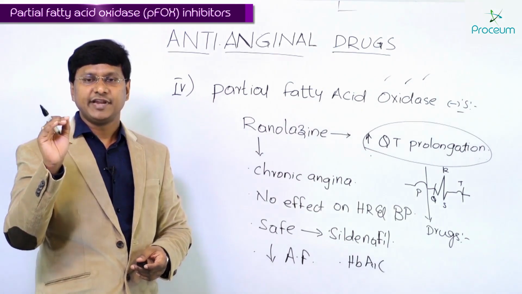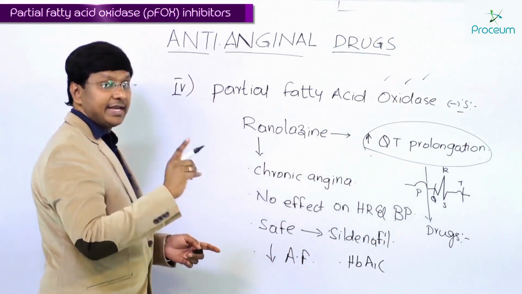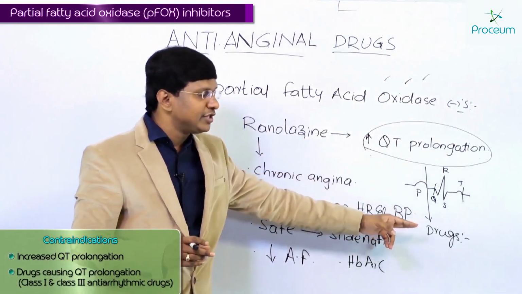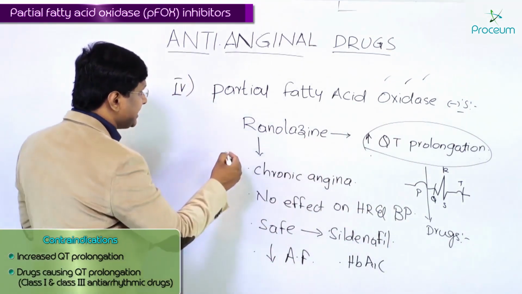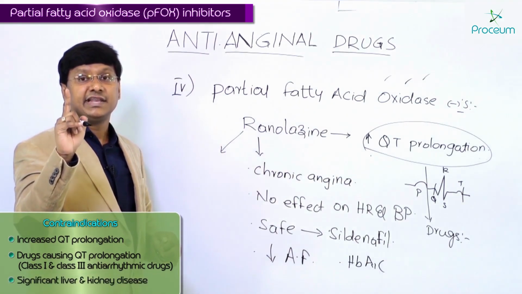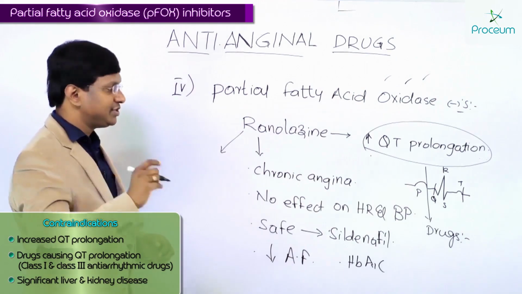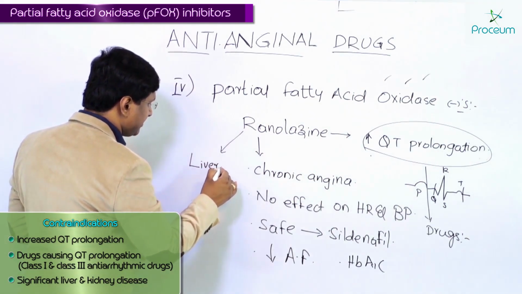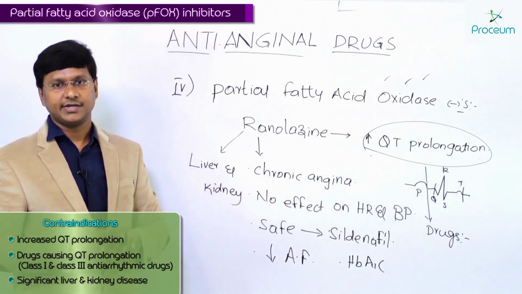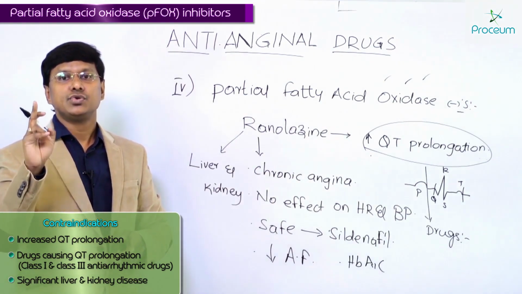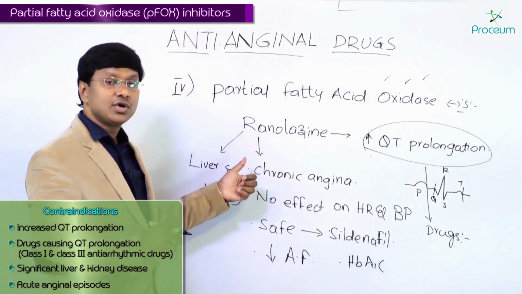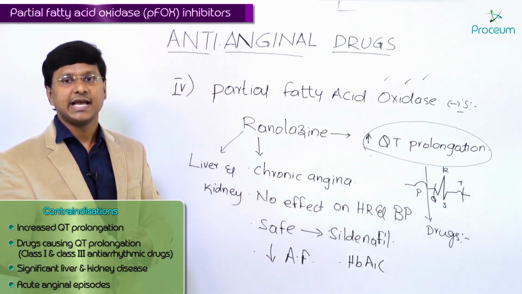Now, let me tell you a very important point. Ranolazine, number 1, is contraindicated in those individuals who have pre-existing QT prolongation, and it should not be given along with those drugs which will cause QT prolongation. The other important point is that ranolazine is contraindicated in patients with significant liver and kidney disease. And remember, ranolazine is not to be used for the treatment of acute anginal episodes. It is used for chronic angina, not in case of acute angina.